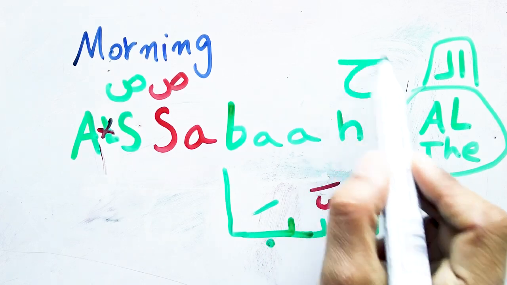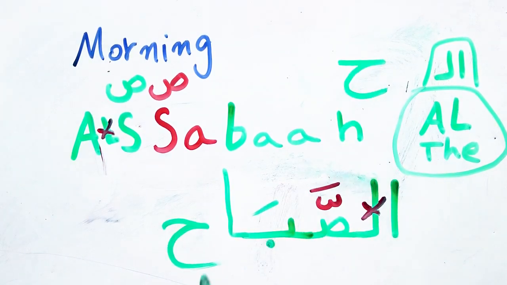And then in the end we have ha, which doesn't sound like H. Okay, so as-sabah. If you pronounce it like H, no problem, we're going to understand you. As-sabah is the morning.